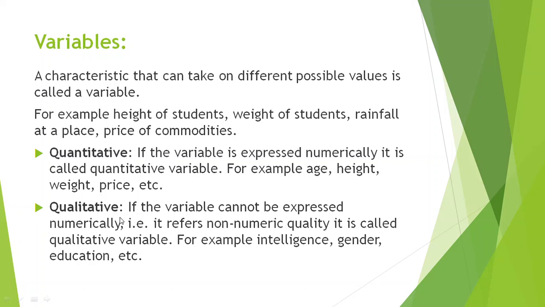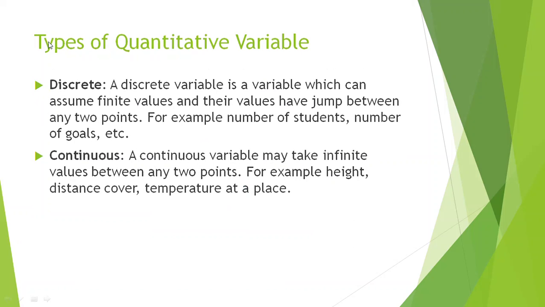Now for qualitative, if the variable cannot be expressed numerically, that is, it refers to a non-numeric quantity, it is called a qualitative variable. For example, intelligence cannot be written numerically. Gender cannot be written numerically. Education level cannot be written numerically. So anything which cannot be expressed numerically is called a qualitative variable, and the variables which can be represented numerically are called quantitative variables. Now, quantitative variables further have two types: discrete and continuous variables.